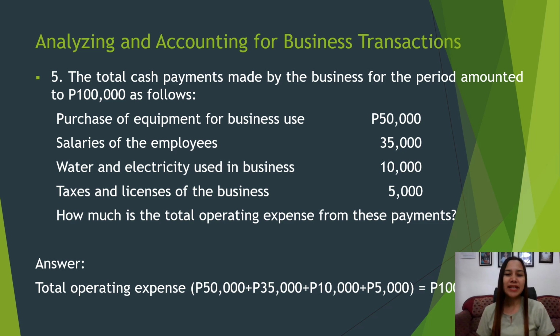So the total operating expenses equals 50,000 plus 35,000, 85,000 plus 10,000, 95,000 plus 5,000 equals 100,000. Total operating expenses equals 100,000.